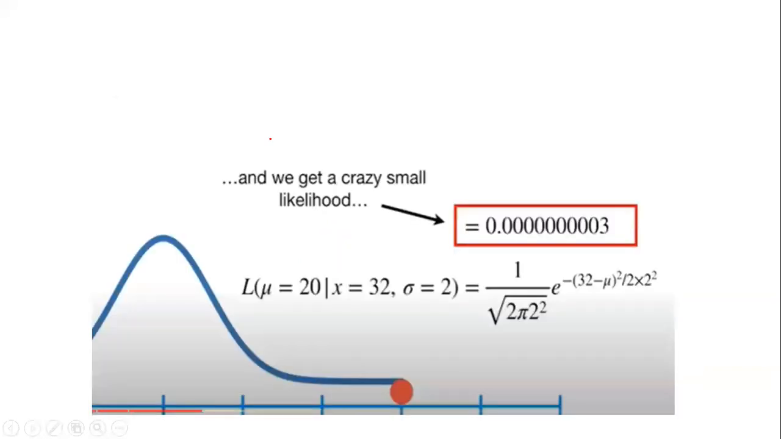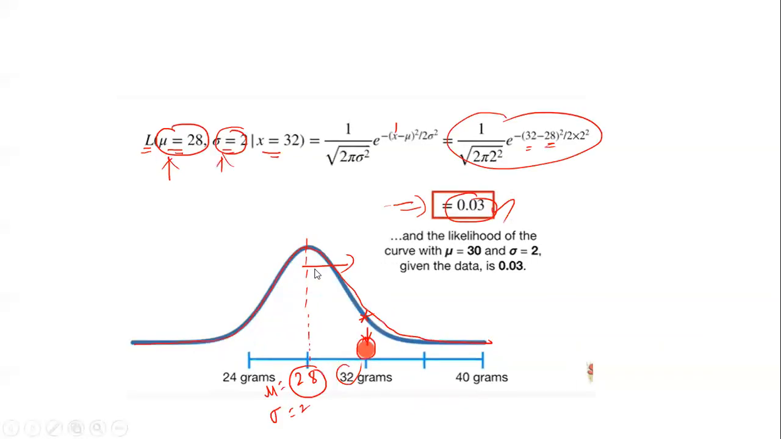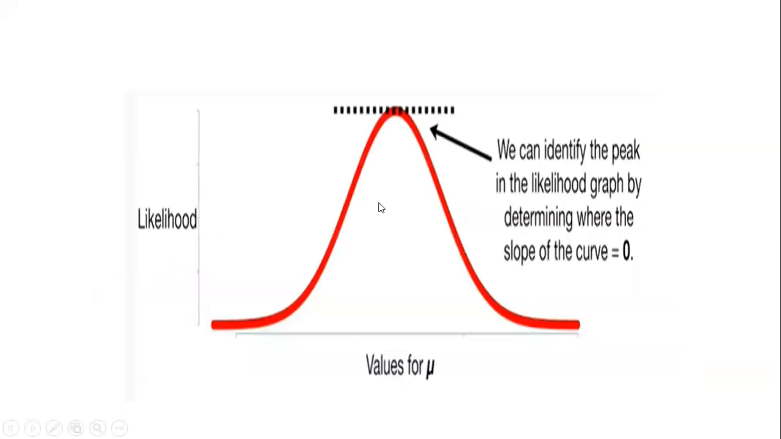So what should we do? If we shift the curve towards the left, the mu comes here. Probably this point is 20, right? The mean is 20. So with mu 20, x equal to 32 and sigma equal to 2, if you calculate, the value you get is 0.00000, so many zeros, and 3. This is too little, right? So here we get a very small likelihood value. Our objective is to get the maximum likelihood value. So what should we do?